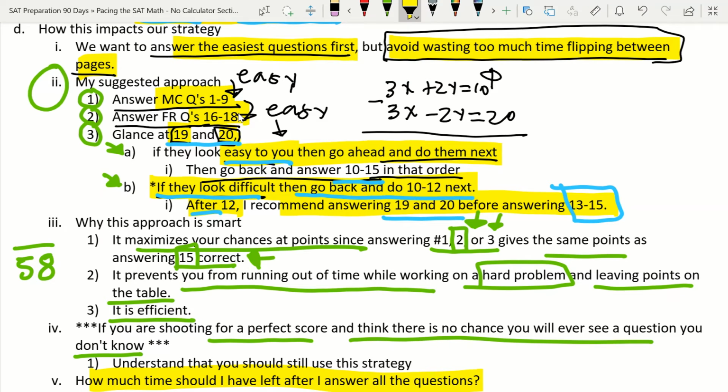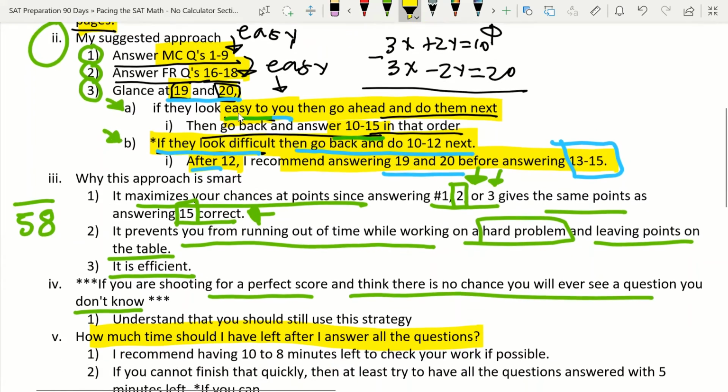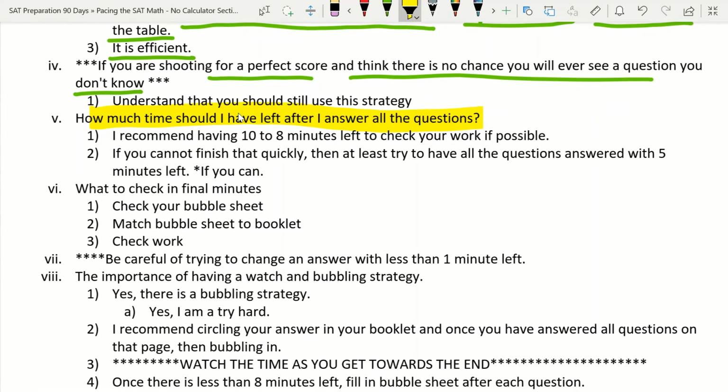Then you looked at 19, 20. They looked easy, so you went ahead and you solved them. Then you answered 10 through 15. Let's say you did that. How much time should that take you and how much time should you have left after doing that? Well, in my opinion, you should have about 10 to 8 minutes left to check your work if it's possible.